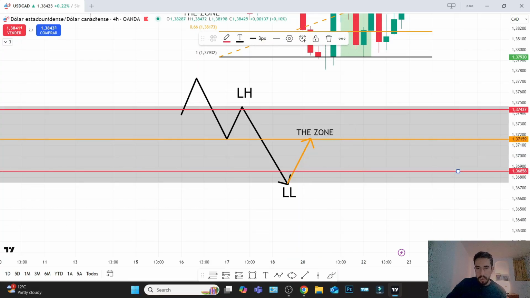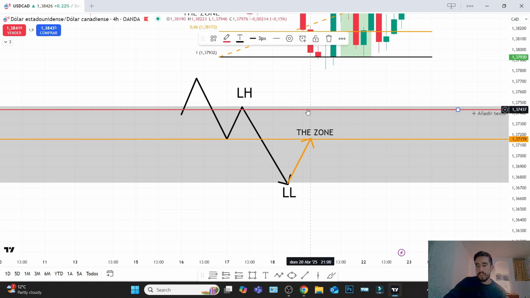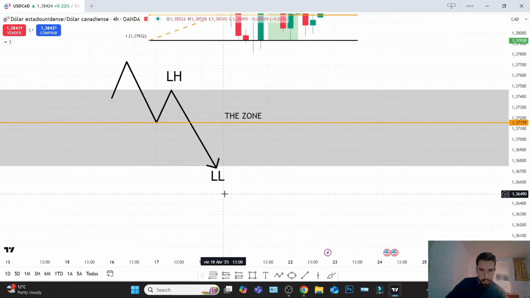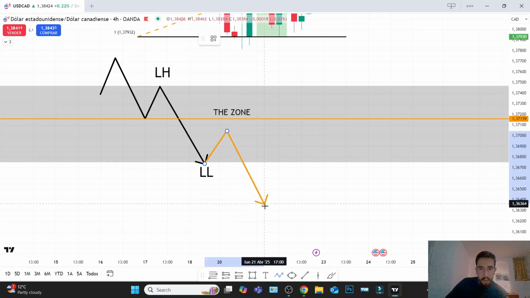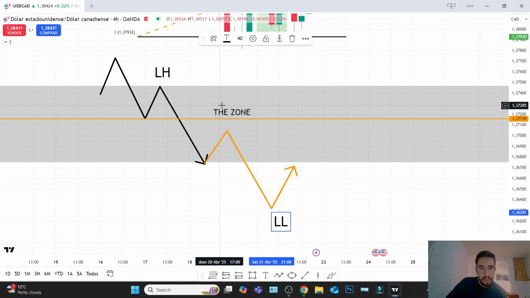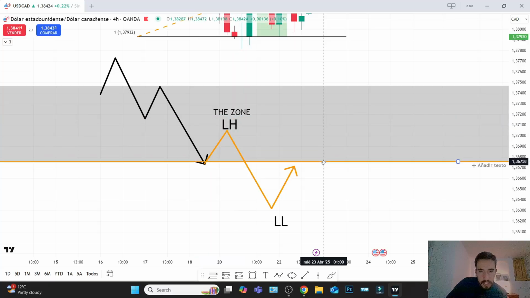What could happen? Sometimes it never reaches the zone. So sometimes what is gonna happen is that from here it's gonna move here, maybe here, and then boom, it's gonna break the lower point and then continue. That's fine. If that happens, we only move our lower low, lower high, and then we look for this zone.